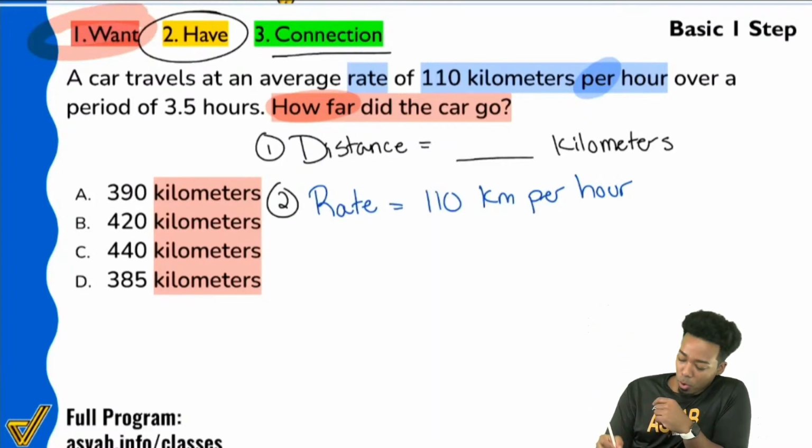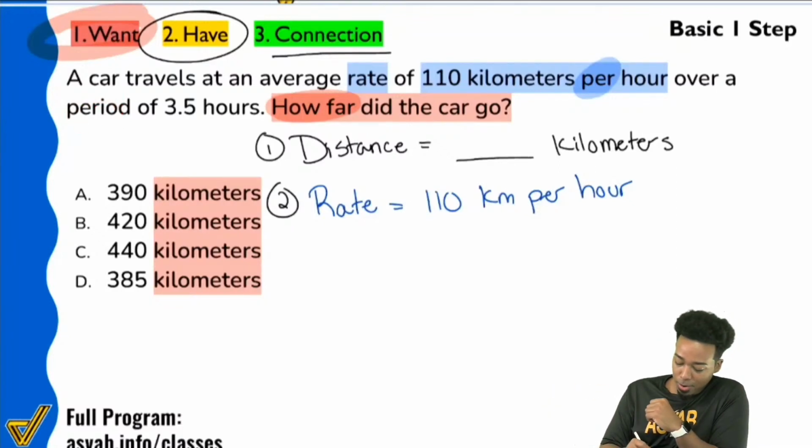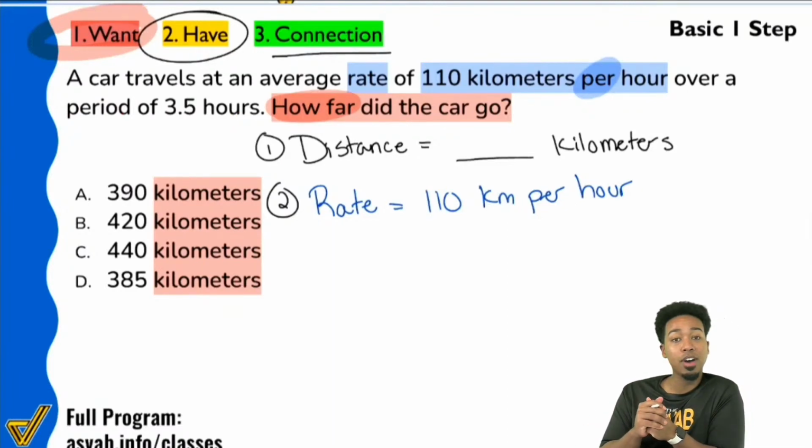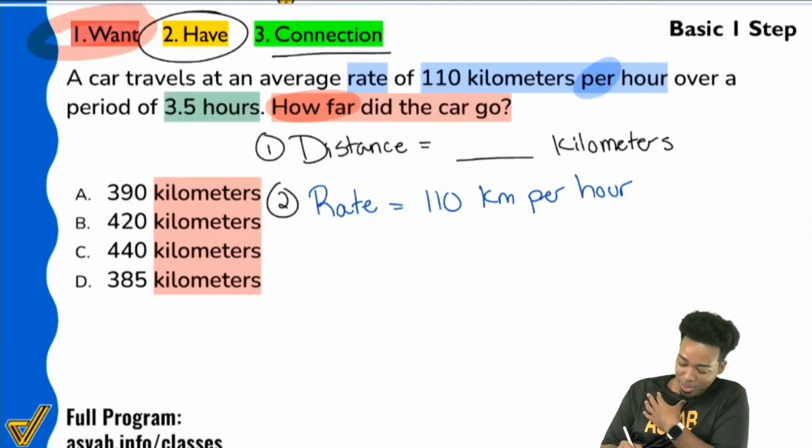And then it says over a period, which the word period in the sense of English means a period of time, but a period of 3.5 hours. Now, everybody, I know it's a somewhat obvious question, but the 3.5 represents what? Right, it represents time. I'm glad that we were able to do that without much of a fuss. But 3.5 hours, that's going to be time.